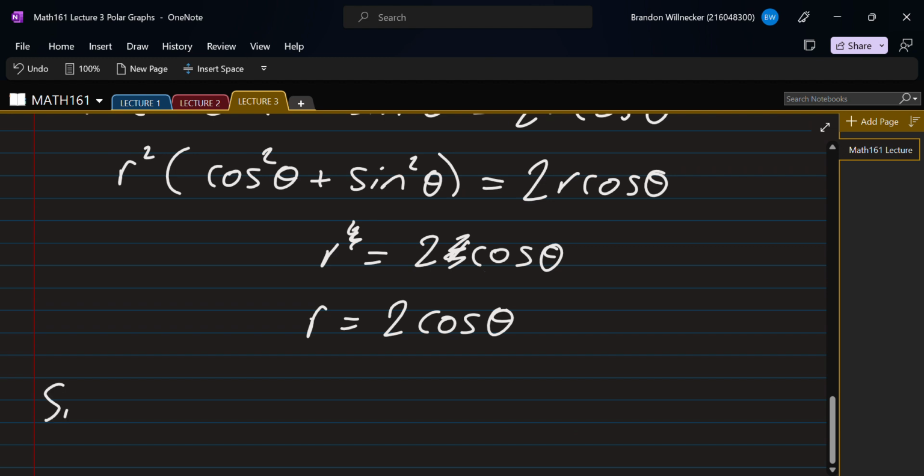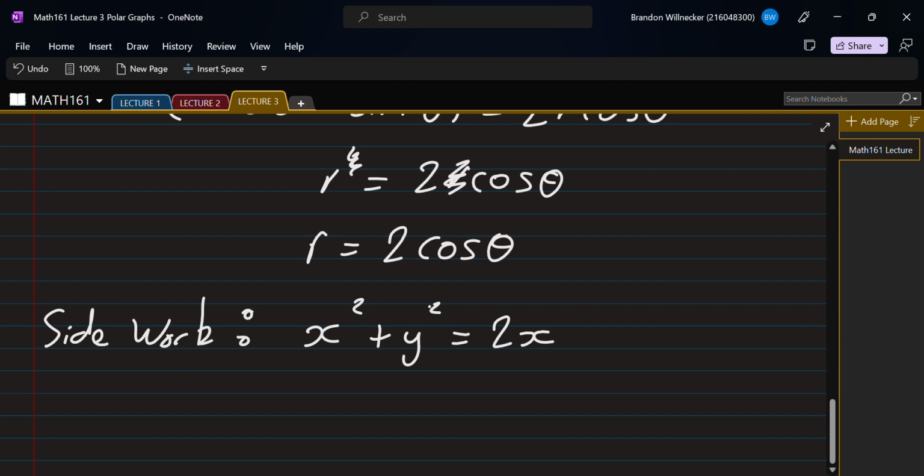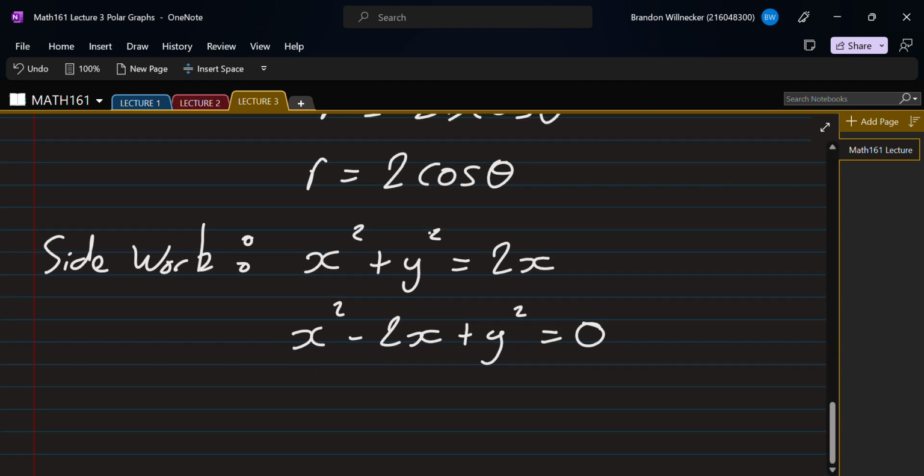Okay, so this is just side work, just to check. We have x squared plus y squared is equal to 2x. We can take the 2x over, so x squared minus 2x plus y squared is equal to 0. We can complete the square on the x terms, so we're going to have x minus 1 squared.